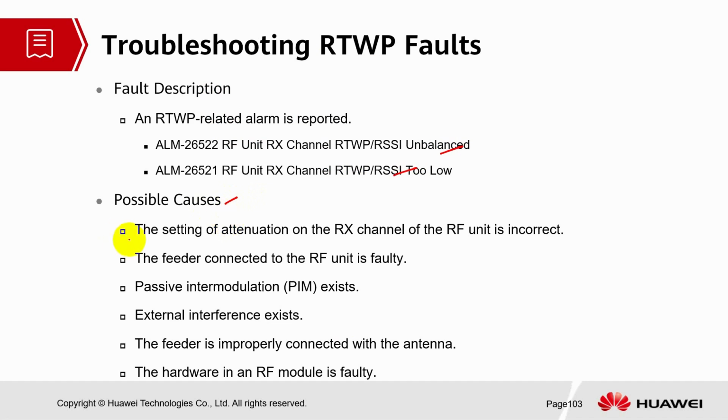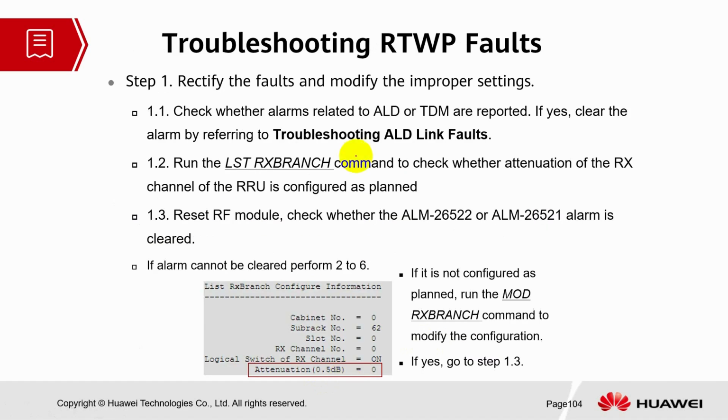In this kind of situation, the settings of attenuation on the RX channel of the RF unit could be incorrect. The feeder connected to the RF unit can be faulty. Passive intermodulation exists. External interference exists. The feeder is improperly connected to the antenna, or hardware in an RF module is faulty. So these are the main causes. Let's look into the troubleshooting method.